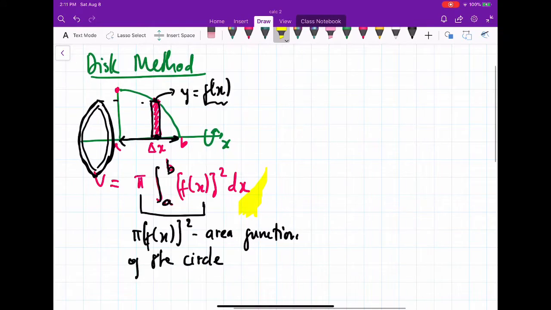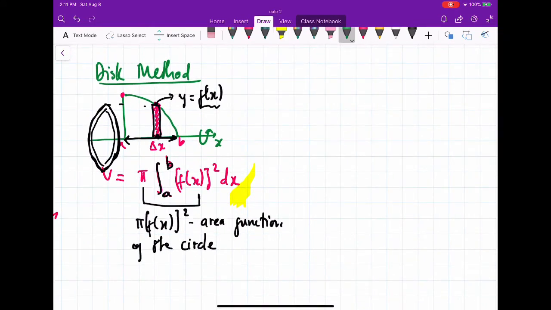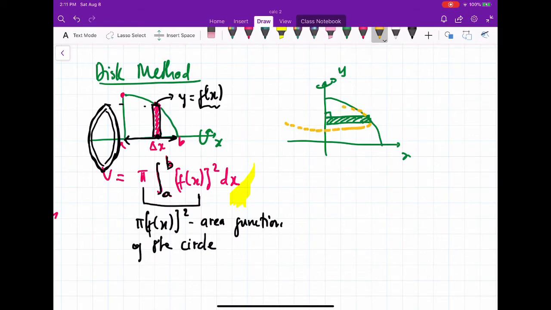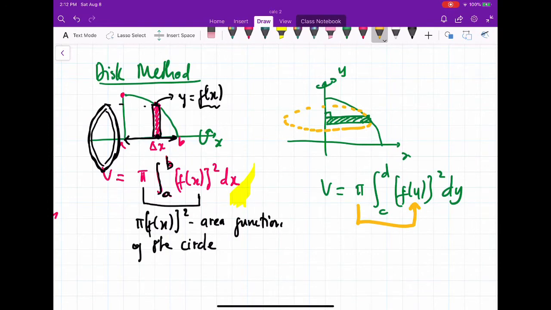Does that make sense? If you rotate about the y-axis, you use almost the same idea. You have this guy, this is the y-axis. The cross section should be perpendicular to the axis of rotation. And the formula is V equals pi integral from c to d of f of y squared dy. And again, what is pi f of y squared? That is the area of this circle.